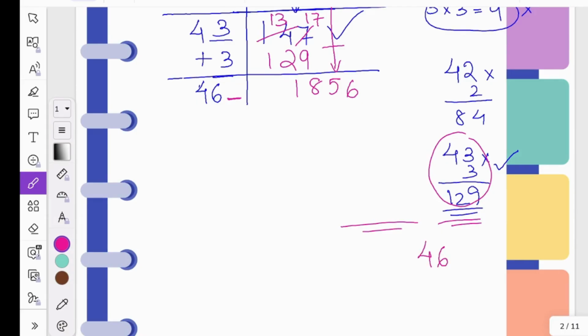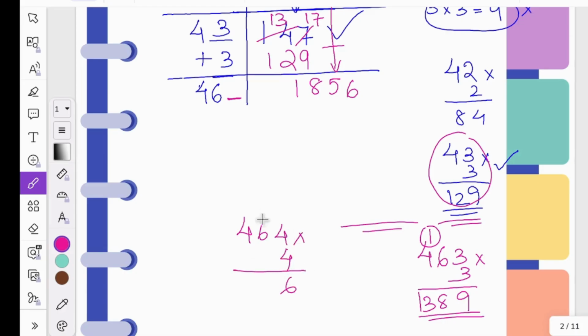4 6. If I am taking 3 here, 3 into 3, 3 3s are 9, 6 3s are 18, remainder 1, 4 3s are 12 plus 1, 13. I am getting 1389. Let me choose another number. 4. Let me put the 4 over here. 4 4s are 16, remainder 1, 6 4s are 24 plus 1, 25, remainder 2, 4 4s are 16 plus 2, 18. So I got the same number, right?